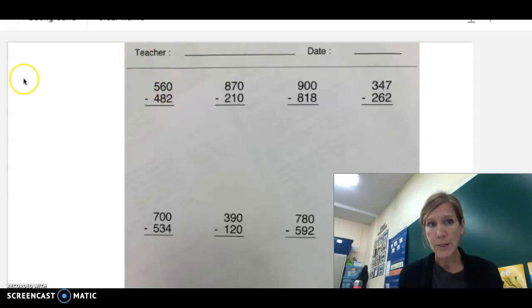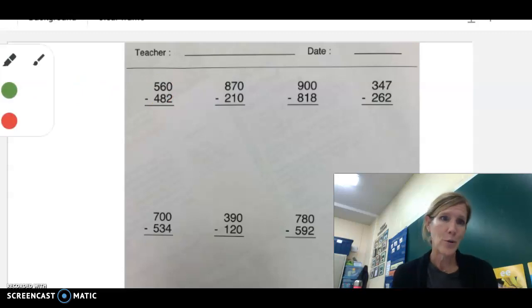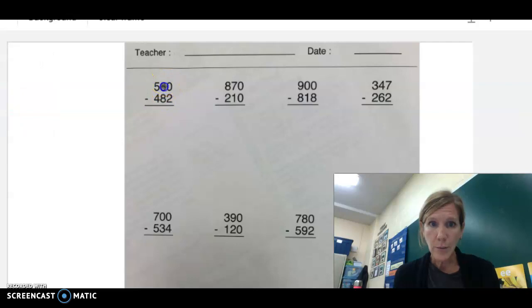We start in the ones place. If we have 0 ones, can we take 2 away? No, we know we can't take 2 away. So I'm going to have to go next door. There's 6 tens, so I'm going to borrow from that, and the 6 is going to become a 5, and then the 0 will become 10, right? So now I have 10 ones and 5 tens.